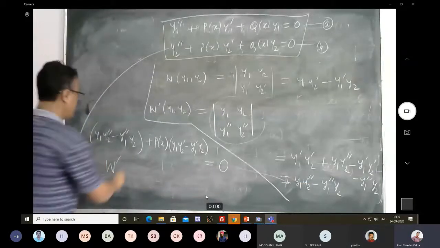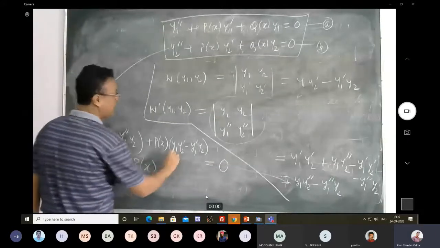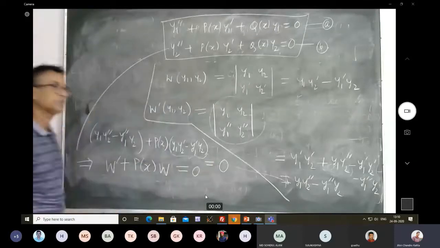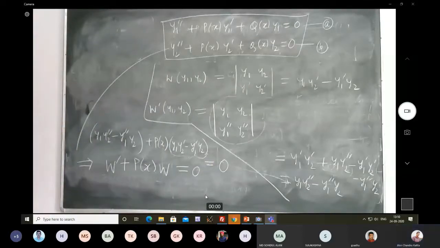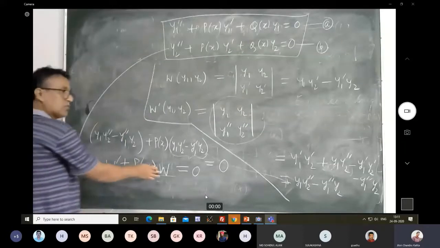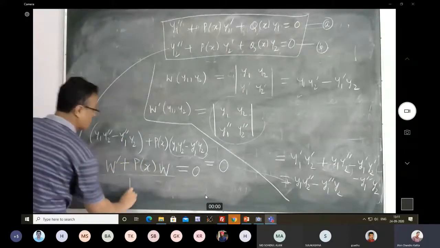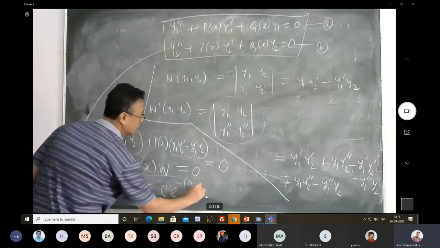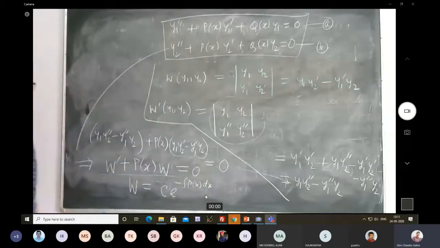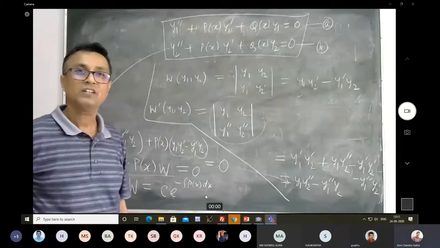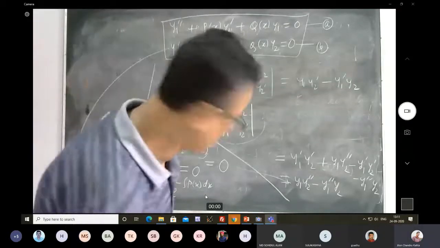And this is nothing but the Wronskian itself. Fine. So what happens? I am getting a linear equation, right? And you know what the solution of this equation is. The solution is simply W equal to some C e to the power minus integral of Px dx. Is it okay? I'll come back to this again.